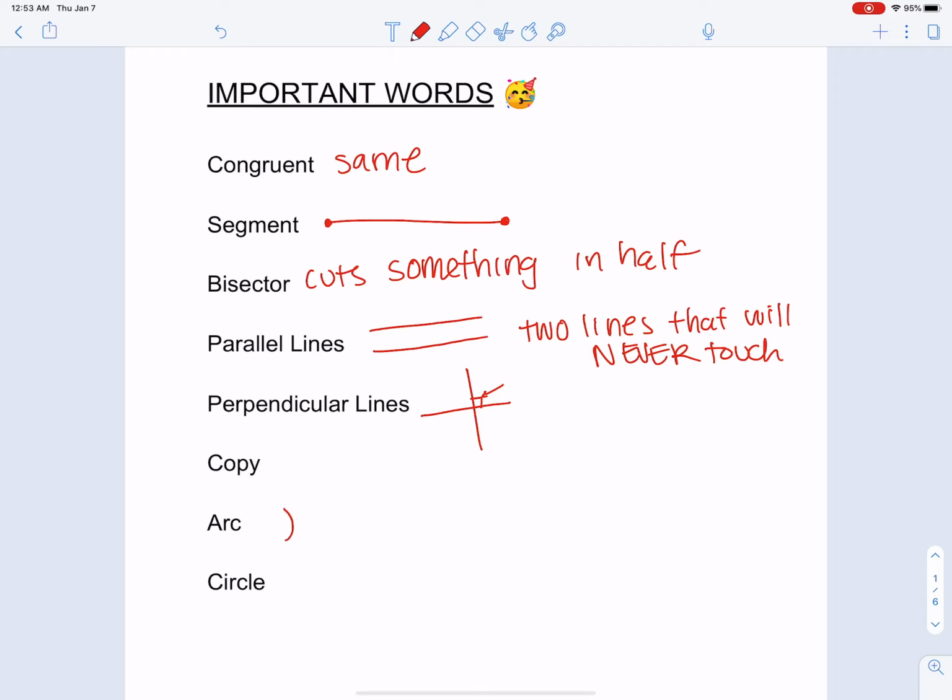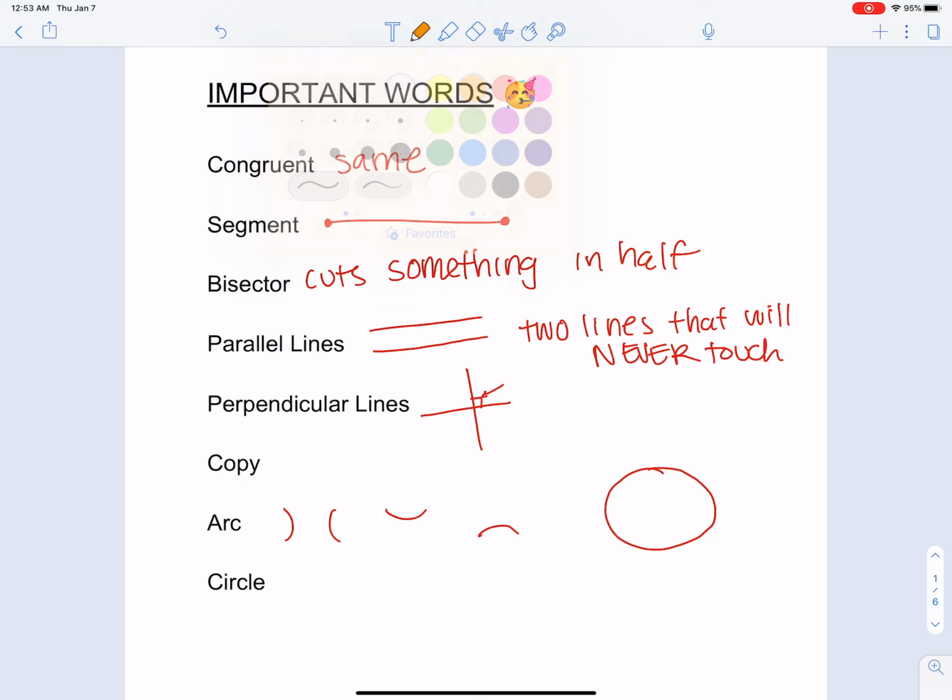An arc is going to be a kind of thing like this. It makes a circle, but in geometry, it's only a part of the circle. And then obviously a circle.